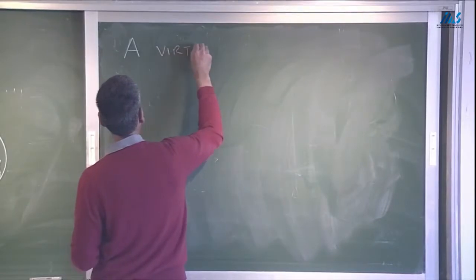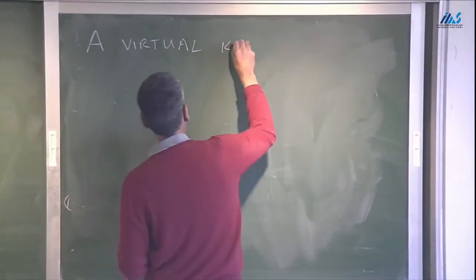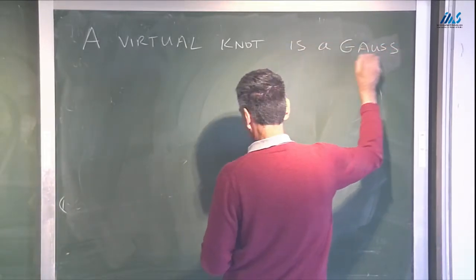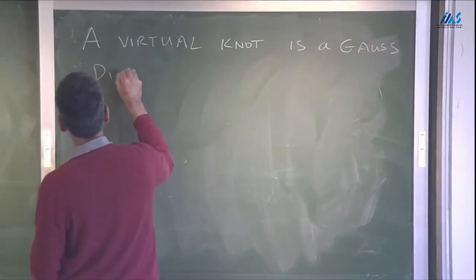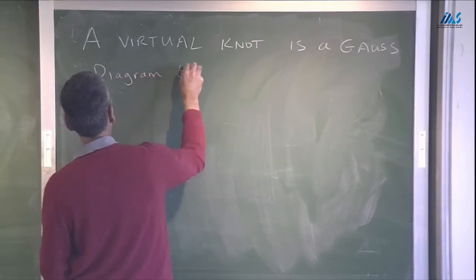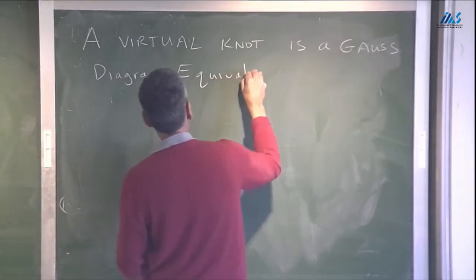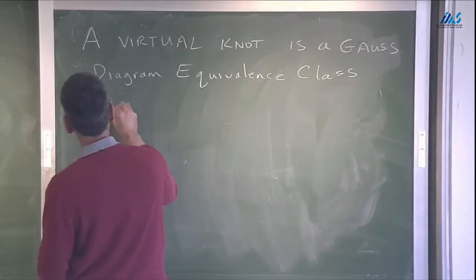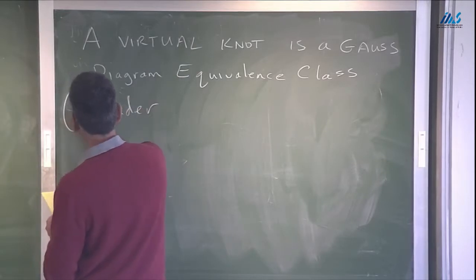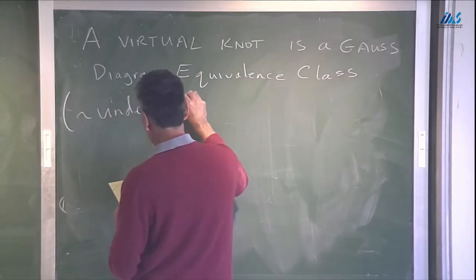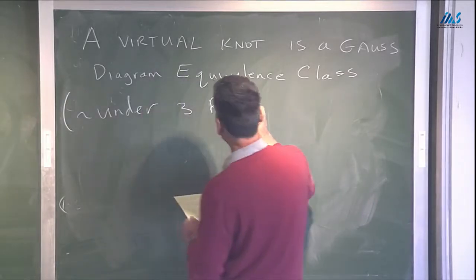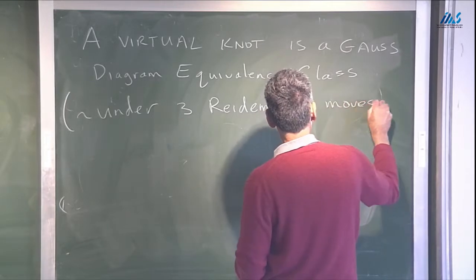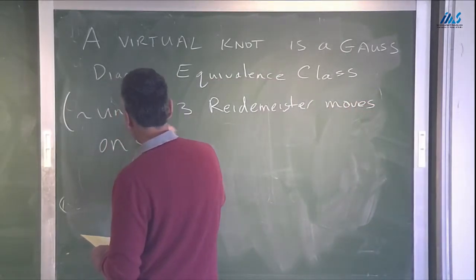So a virtual knot is a Gauss diagram equivalence class, and it's equivalent under these three Reidemeister moves on Gauss diagrams.